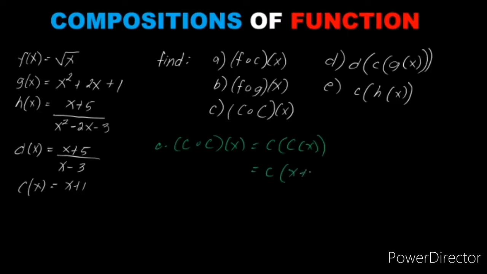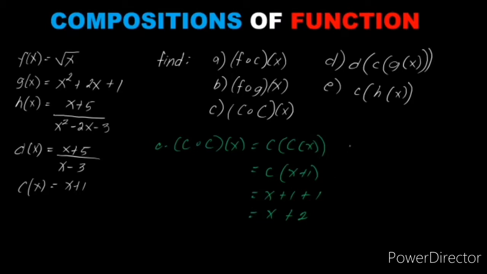So, C of x is x plus 1, and then we just replace the value of x in C with x plus 1 as well. So, since this is x plus 1, it will become x plus 1 plus 1. So, we have x, and 1 plus 1 is positive 2.